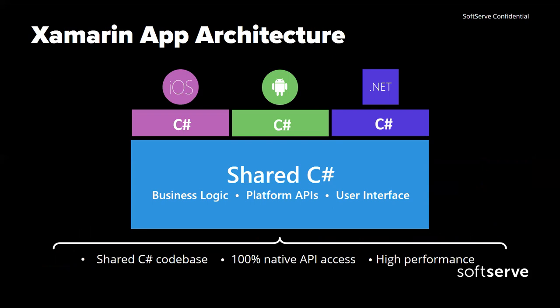But okay, so if we talk about Xamarin app architecture, here we have again a shared C# business logic. You can share the data access layer. You can share absolutely everything with Xamarin, especially if you're using Xamarin Forms, you can share even the UI. So we are getting 100% of the native API access wrapped in C#. We're getting all the .NET platform APIs, and with the native API implemented, we are getting high performance and a very good native user interface.